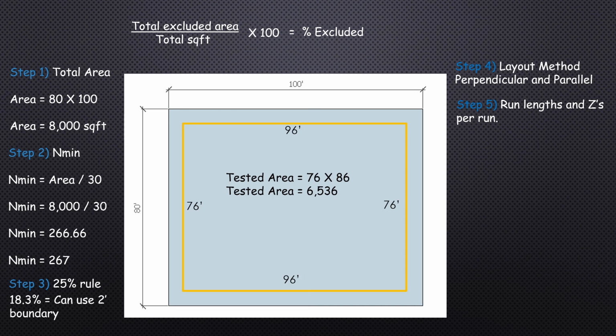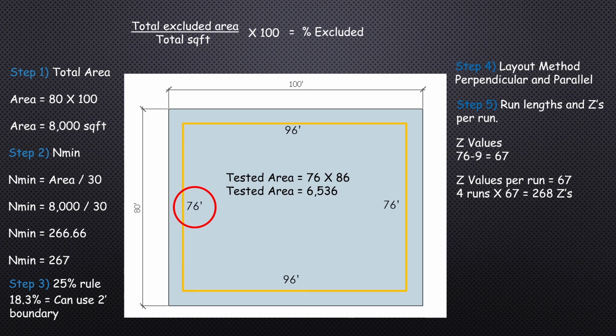Really, the simplest thing to do to get your run length in an open area like this is just to make your run lengths equal to your shortest side within the 2-foot boundary. In this case, it's 76 feet. And how many z-values do you get? Well, 76 minus 9 is equal to 67. So at this point, you get 67 z-values per 76-foot long run that you do. So if you do 4 runs, which are 76 feet long in the north, south, east, west directions, you have a total of 268 z-values. Look to the left under step 2, and you will see that the N-min for this section size is 267. So if we do 4 runs, which are 76 feet long, we are collecting just enough z-values.